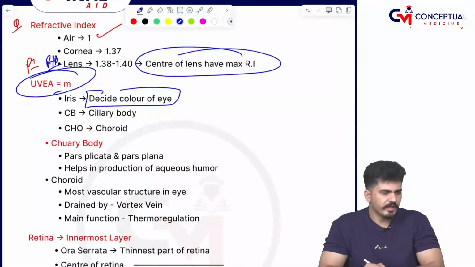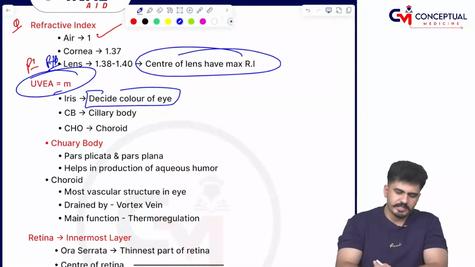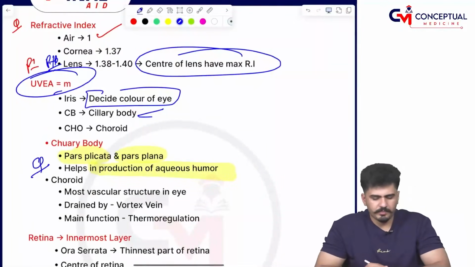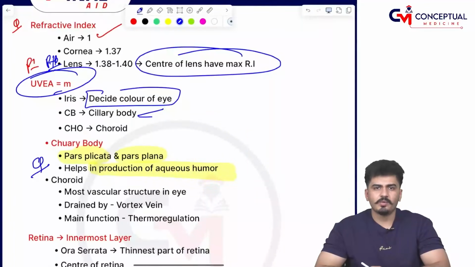Iris is going to decide the color of the eye, sir. Ciliary body: I told you the ciliary body has two structures. What two structures? Pars plicata and pars plana, and they are helping in what? Your MCQ was that they are helping in the production of aqueous humor, sir.